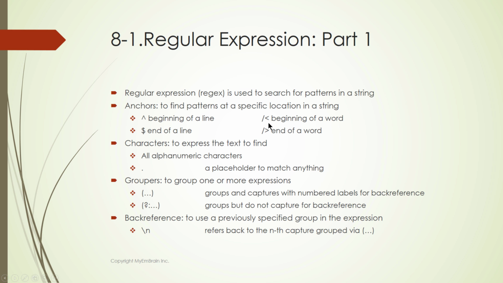The slash left bracket is used to indicate you want to find something at the beginning of the word. And similarly, slash right bracket is used to find something at the end of the word. Next, the characters are used to express the text to find. And the dot is used as a placeholder to match any character at that place.